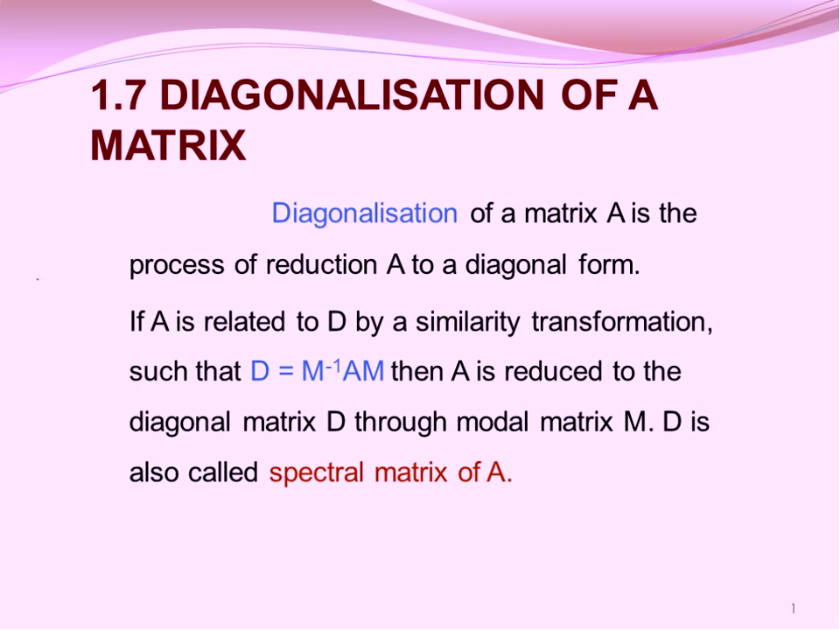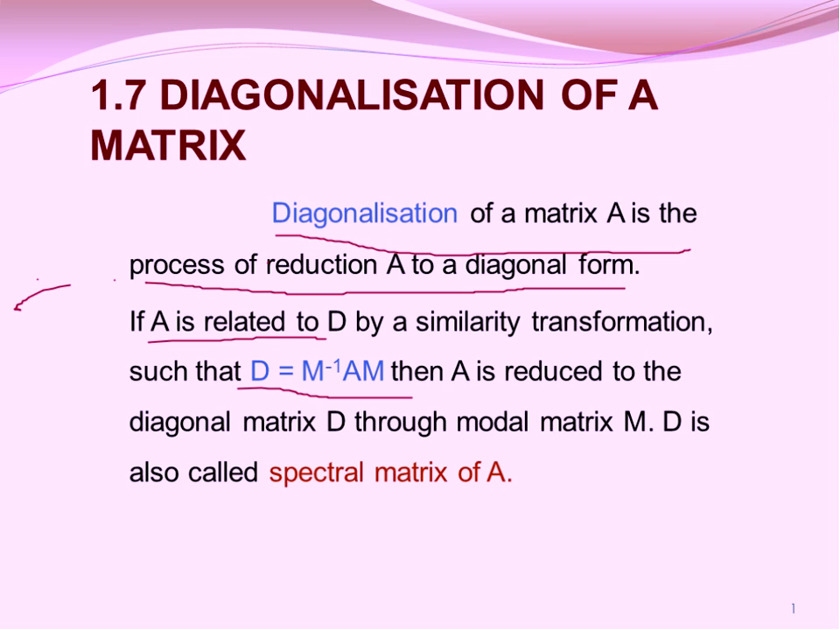First of all, as we discussed in class, diagonalization of a matrix A is a process of reducing A to a diagonal form. If A is related to D by a similarity transformation such that D = M inverse AM, then A is reduced to a diagonal matrix through the model matrix M. That is, we say the model matrix M, and D is called a spectral matrix.